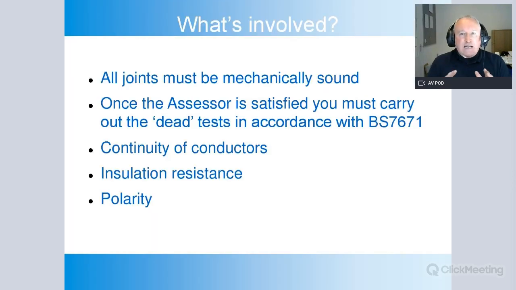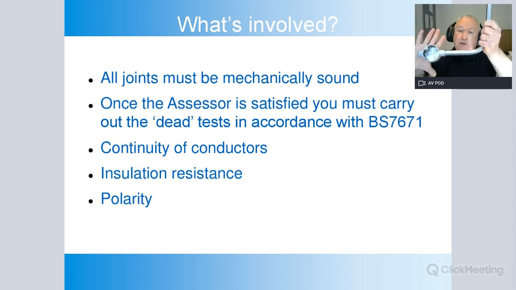All joints must be mechanically sound. What we mean by that is, again, if we take this conduit, if we're going to put a box on that, that has to be really secure. It's got to be secure against the wall as well. You can't have something flopping around on a wall. It's got to be secure.